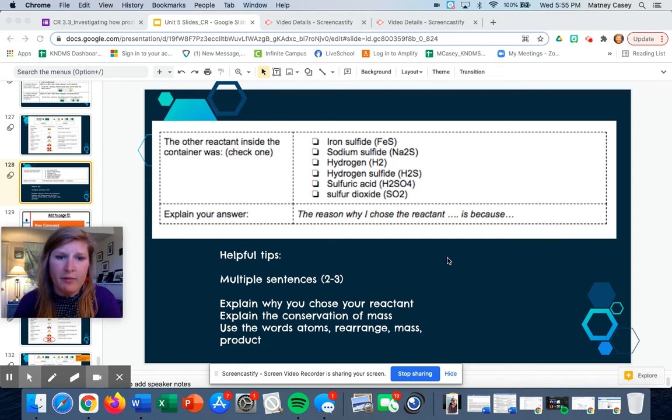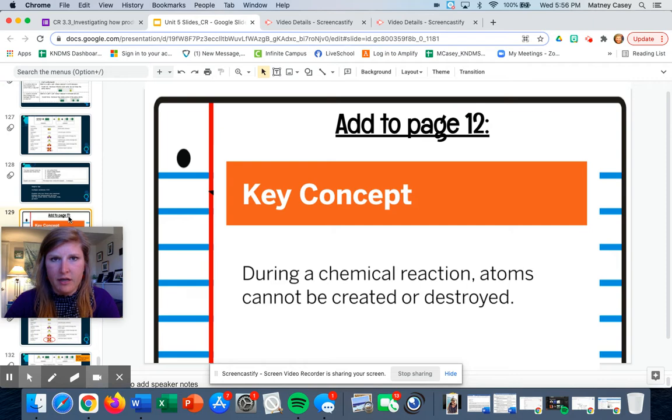You might pause the video, but make sure that you have multiple sentences explaining why you chose the reactant, explaining the conservation of mass, and using words like atoms, rearranged, mass, and product. You might pause this video, go back to the last section, and fix your last answer just based off of that. Now, you should already have this slide in your science notebook.